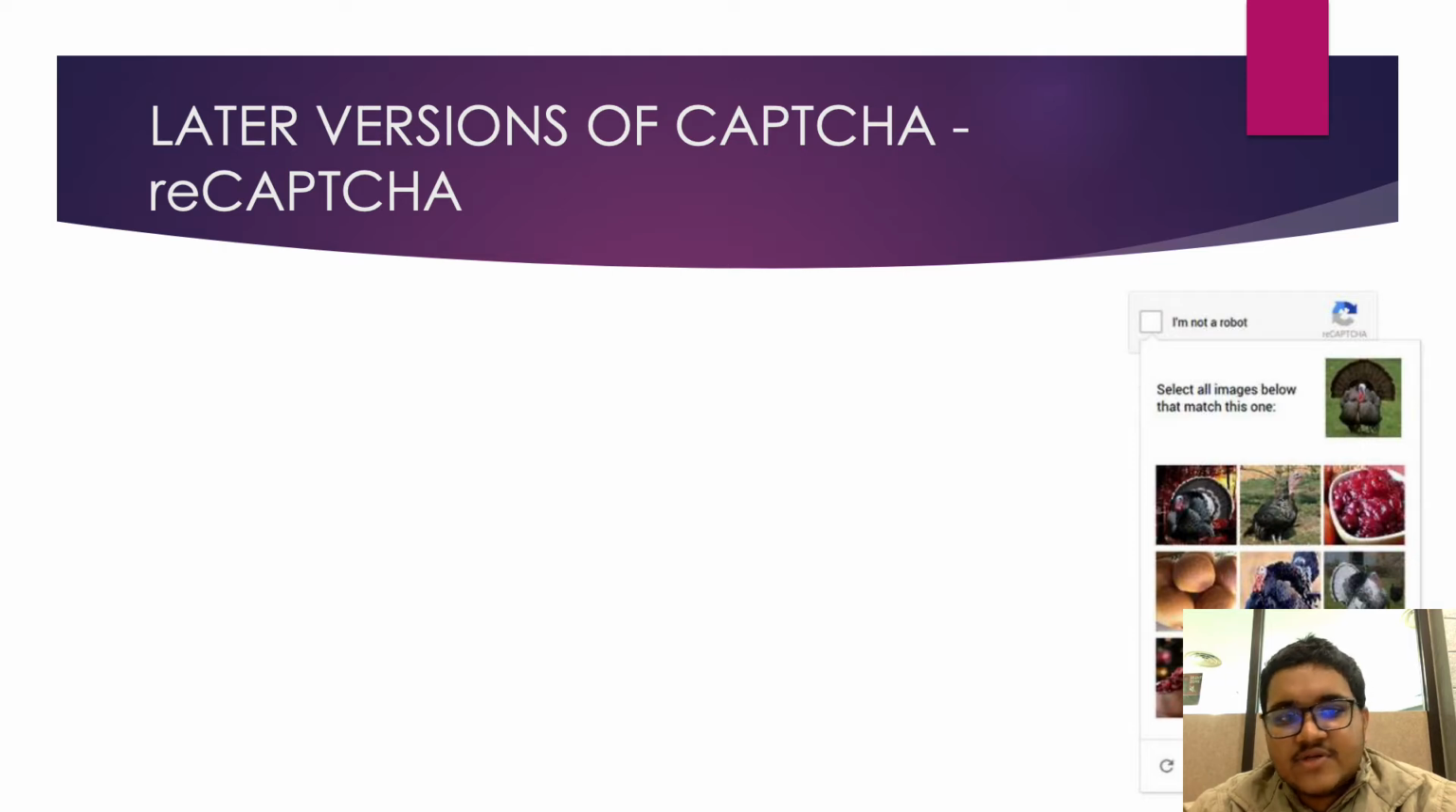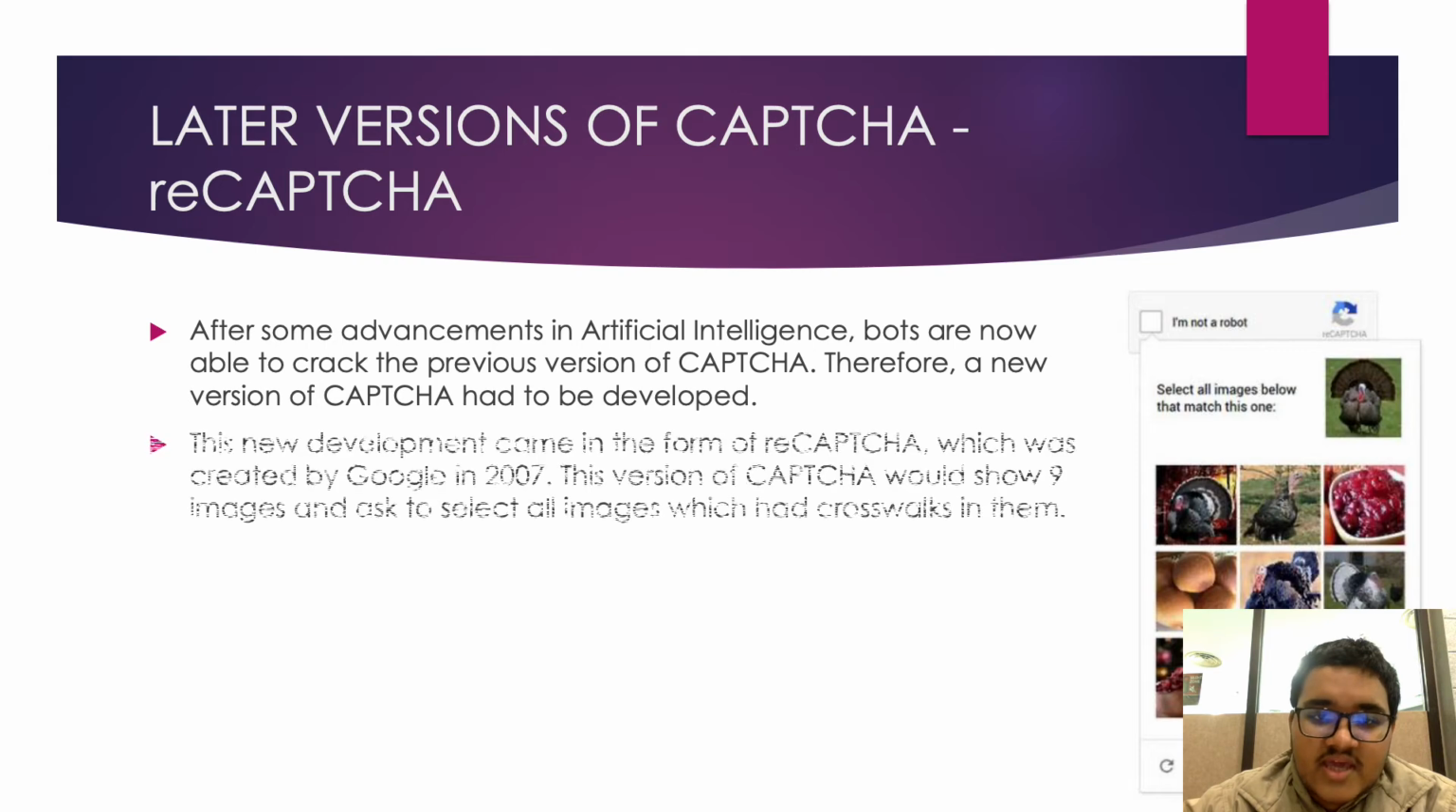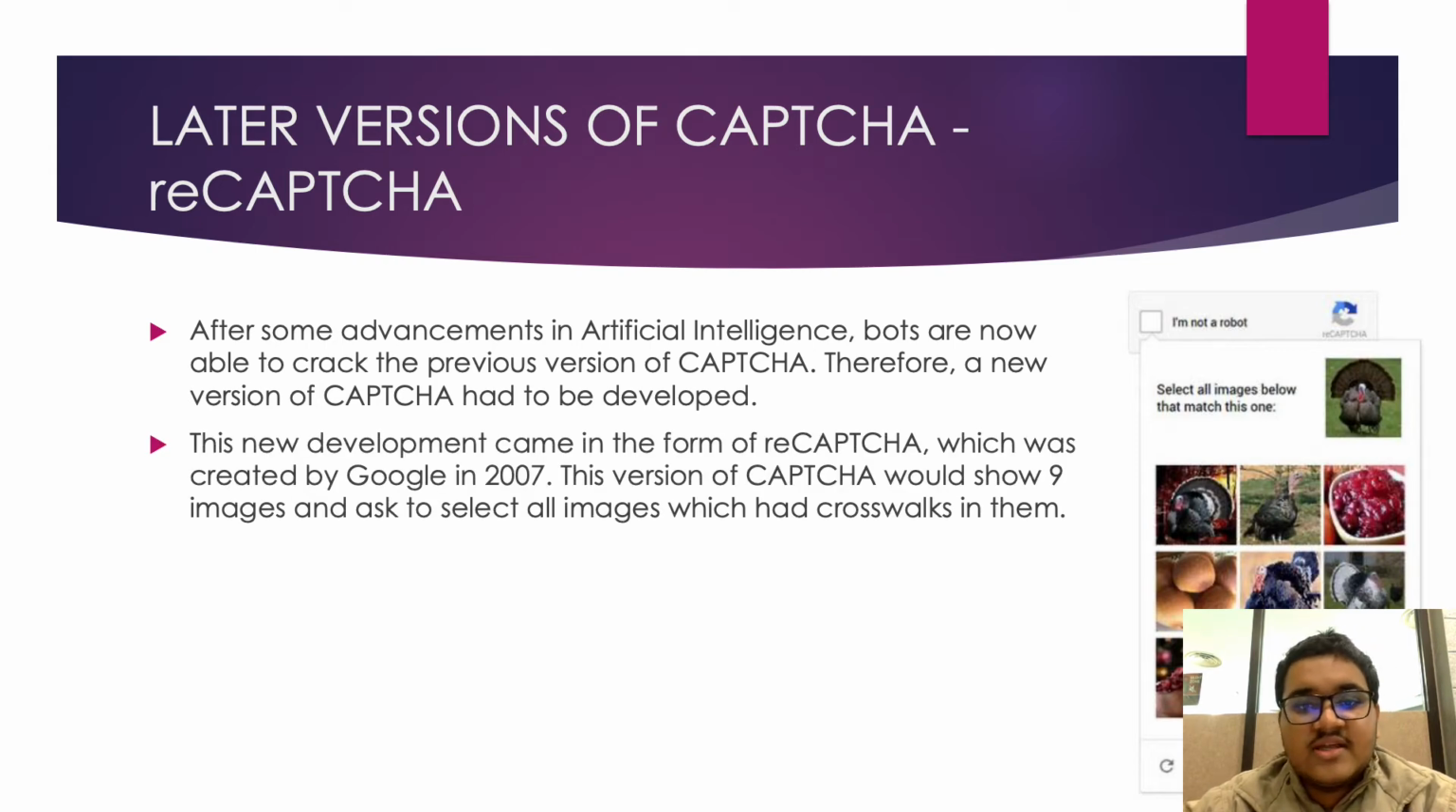Now let's look at some later versions of CAPTCHA, which are also known as reCAPTCHA. After some advancements in fields like artificial intelligence and machine learning, bots are now able to crack the previous, text-based versions of CAPTCHA which we looked at previously. Therefore, a new version of CAPTCHA had to be developed. This came in the form of reCAPTCHA, which was developed by Google in 2007. This version would show 9 images to the user and ask them to select all images which had crosswalks in them, for example. As can be seen in the image here, it shows an image of a turkey and asks the user to select all the images of turkeys in the pictures given below.